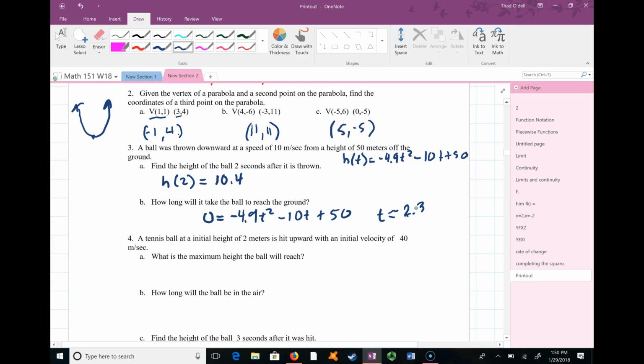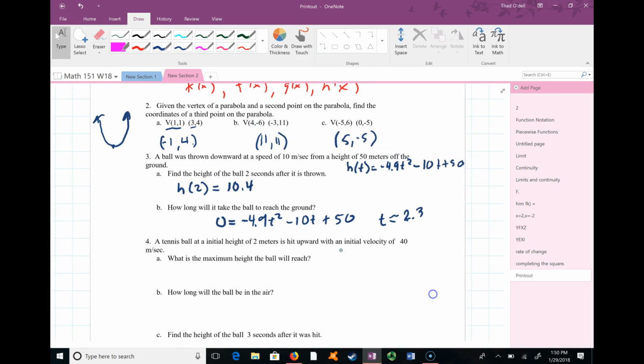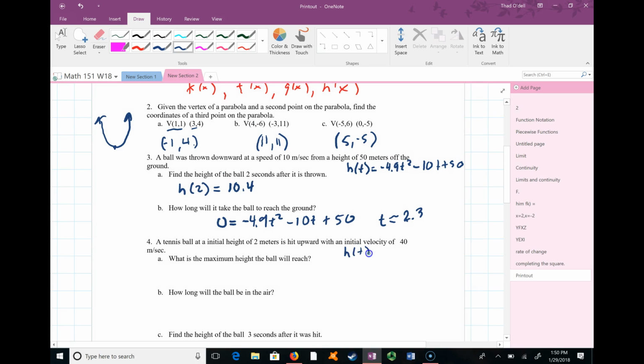Okay, number 4. A tennis ball at an initial height of 2 meters is hit upward with an initial velocity of 40 meters per second. So again, the formula is going to be h of t equals negative 4.9t squared plus 40t plus 2. It's a positive 40 because the velocity is going up, which is in a different direction than the gravity is pulling it.